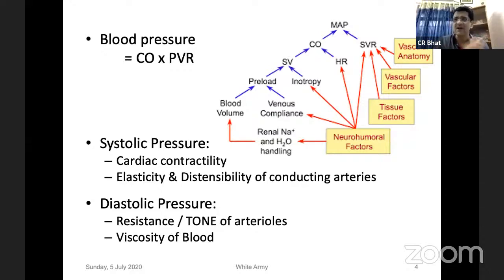Now, having said that, what happens if we do not have an optimal level? We know that normal systolic blood pressure should be less than 120 millimeters of mercury, and diastolic blood pressure should be less than 80 millimeters of mercury. So that is normal. Now, if the trend is going up, if the blood pressure is elevated for quite a long time, what are the changes that happen?